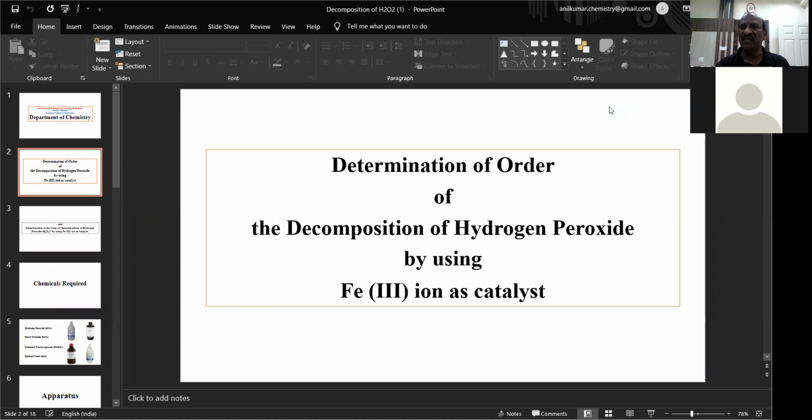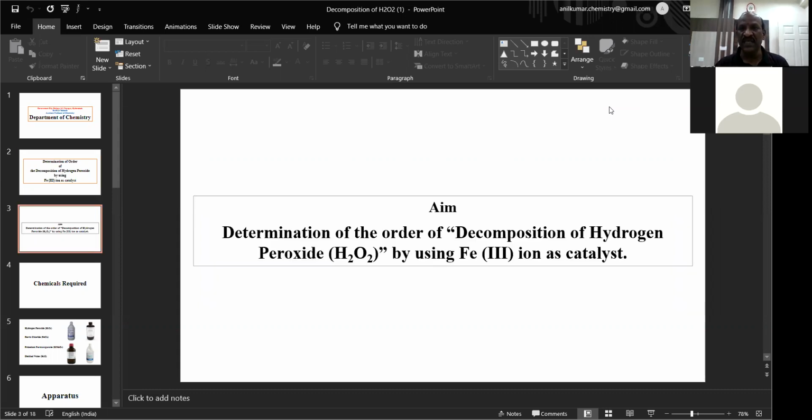So here the first experiment is very important. This experiment is available in our laboratory, therefore you have to practice it. That is very important. So what is the question? As I already told, determination of the order of the decomposition of hydrogen peroxide by using the ferric ion as catalyst.